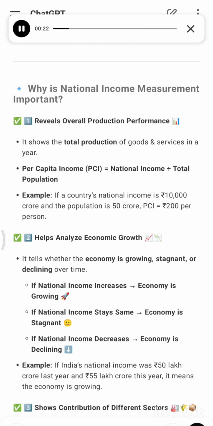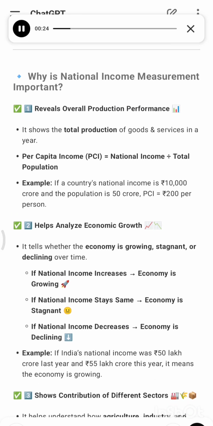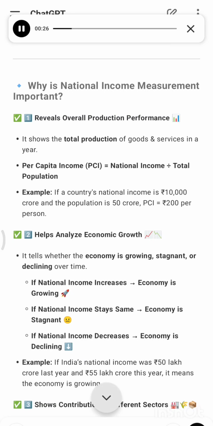Per capita income, PCI, equals national income divided by total population. Example, if a country's national income is 10,000 crore and the population is 50 crore, PCI equals 200 per person.